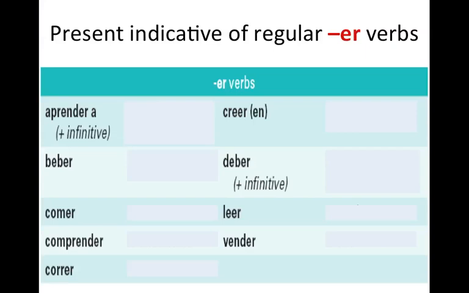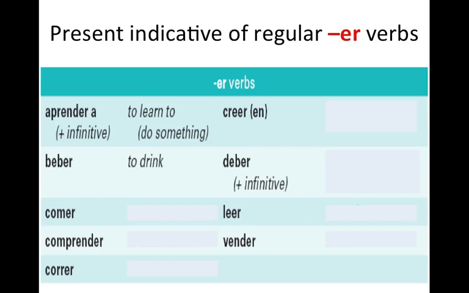These are our ER verbs. Repitan, por favor. Aprender a. Aprender a. To learn how to do something. So aprender a will be followed by an infinitive. For example, aprender a hablar español. To learn to speak Spanish. Aprender a bailar. To learn to dance. Repitan, beber. Beber, which means to drink. The word la bebida means the drink, the noun, the drink.